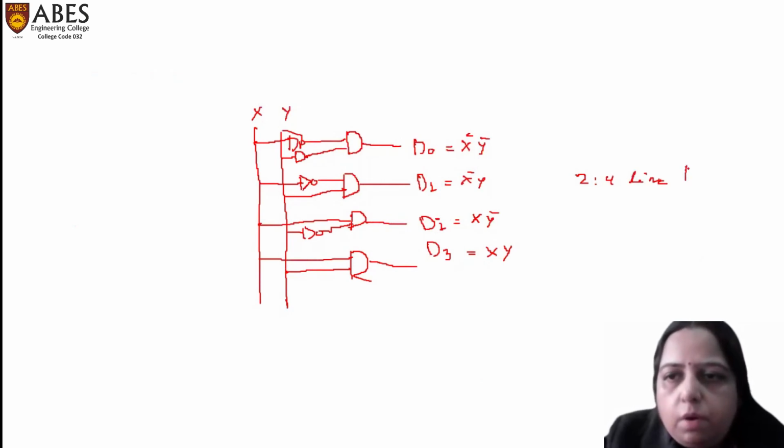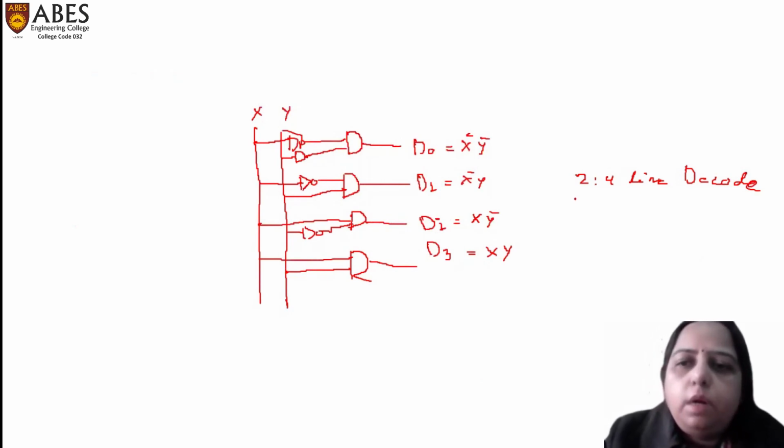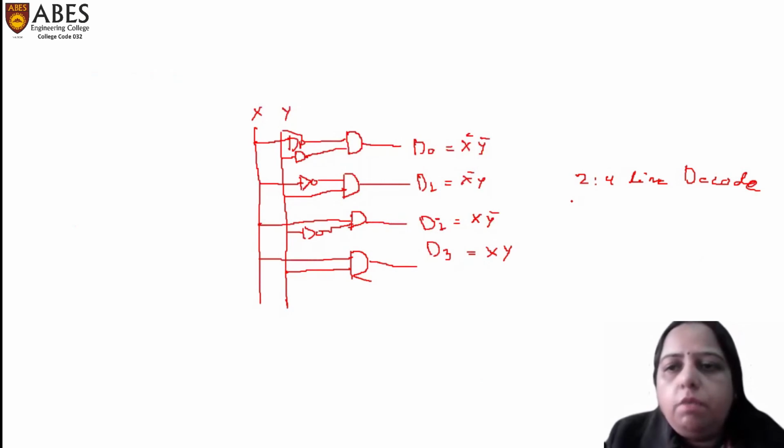Similarly, we can draw the circuit or the logic diagram for 3:8 line decoder. So we can have n number of lines and 2 to the power n number of outputs. So this is all about our encoder and decoder.